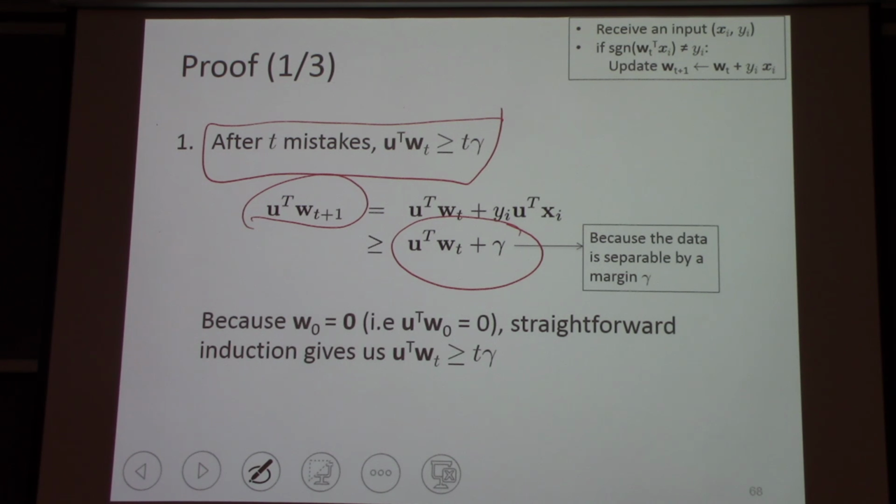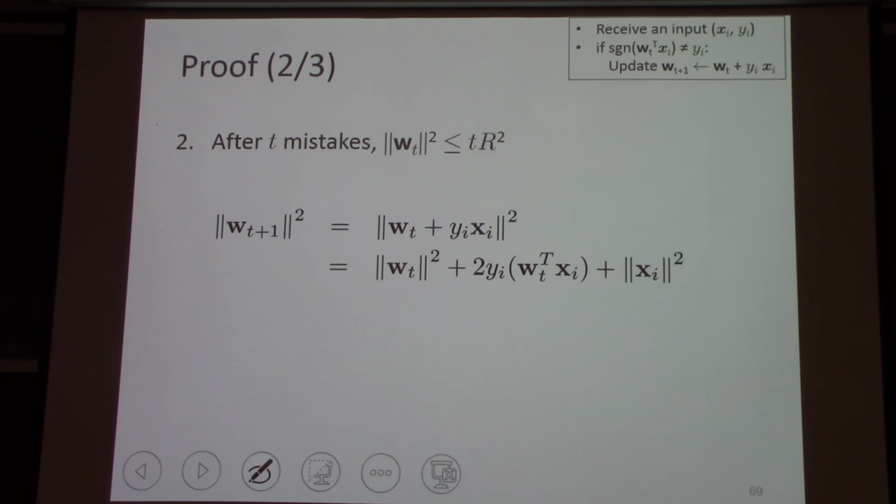On the other hand, we have another bound, which is that after t updates, the norm squared of the weight vector is bounded on top by t times r square. And again, the way to prove that is also fairly simple. For the norm square, you just unroll the update. W_{t+1} is simply w_t plus yx, and this is just a square, so this is just a quadratic form. You expand the quadratic form.